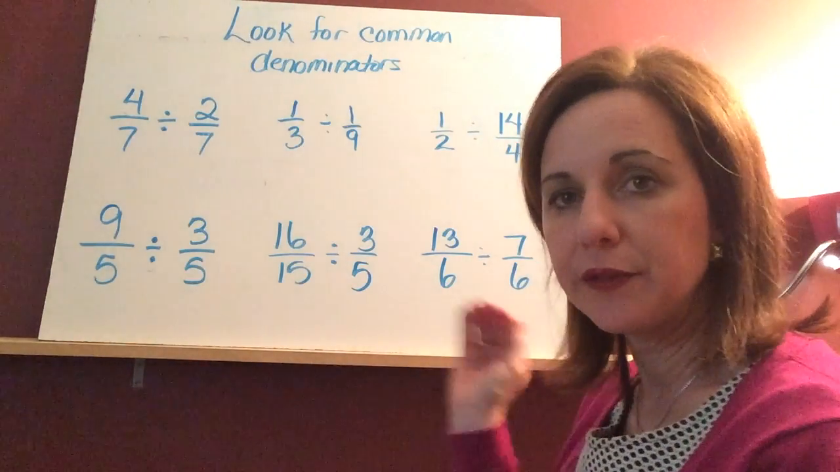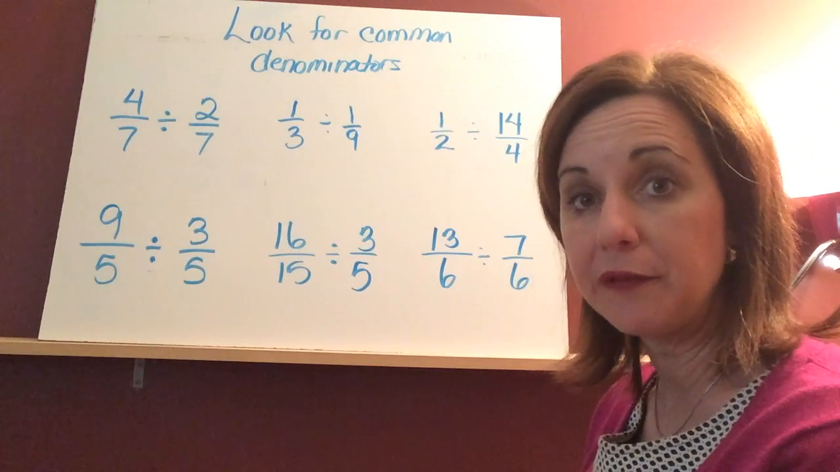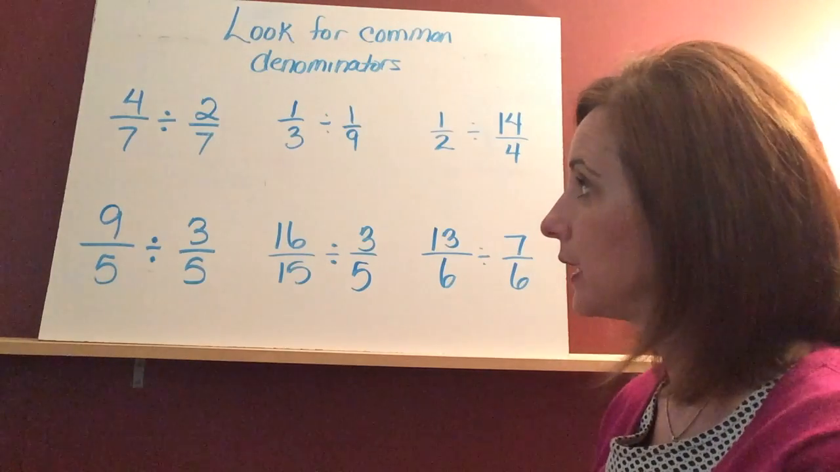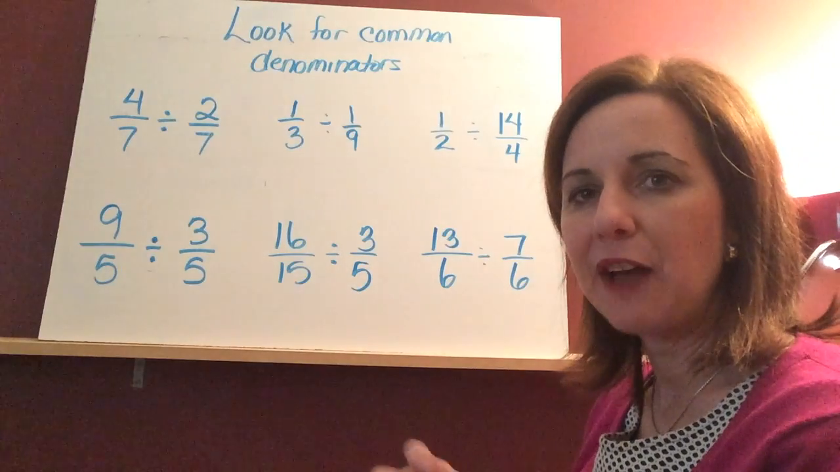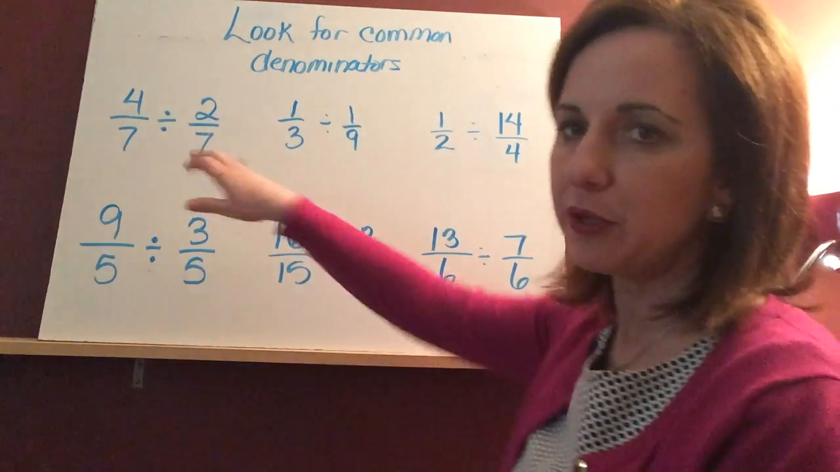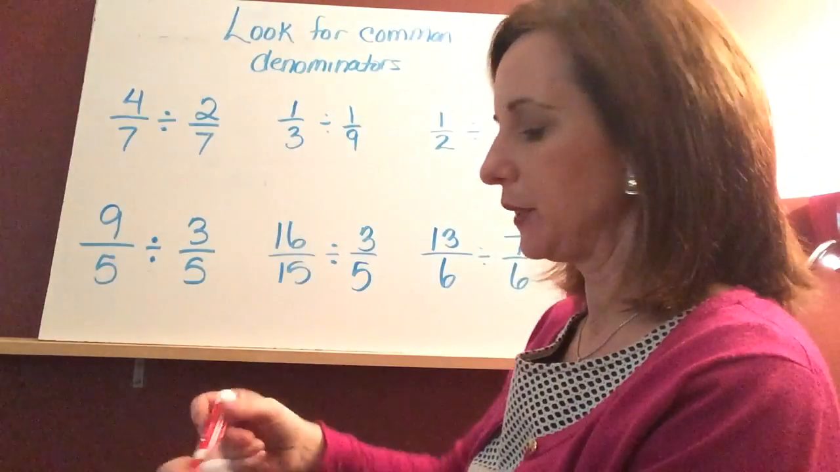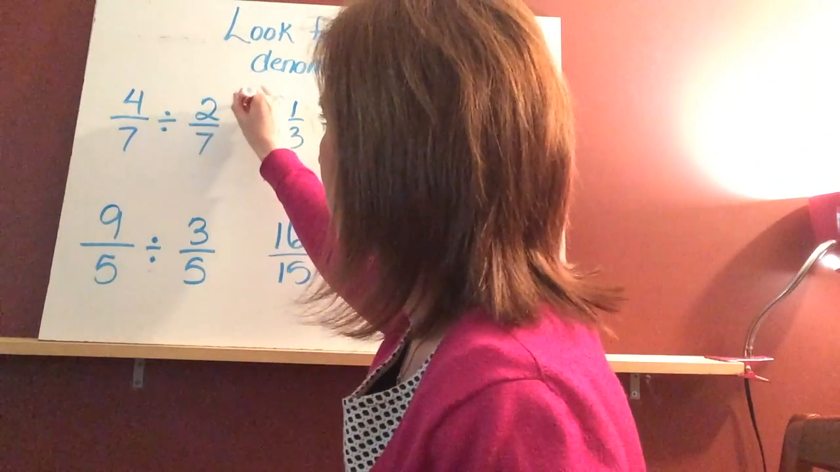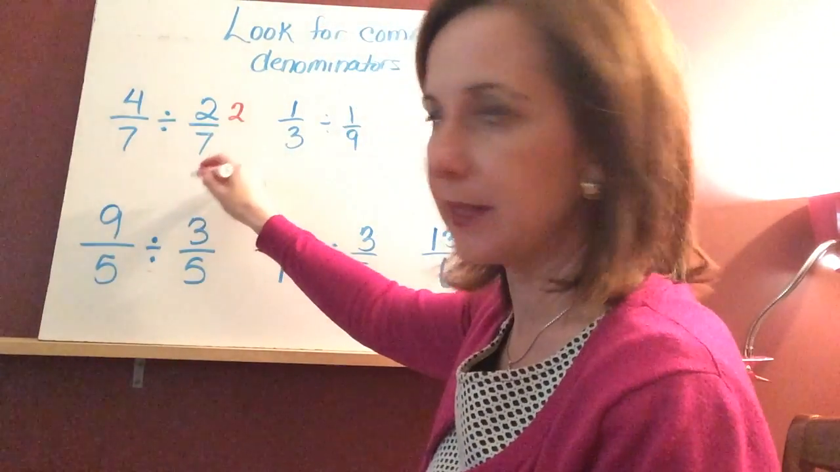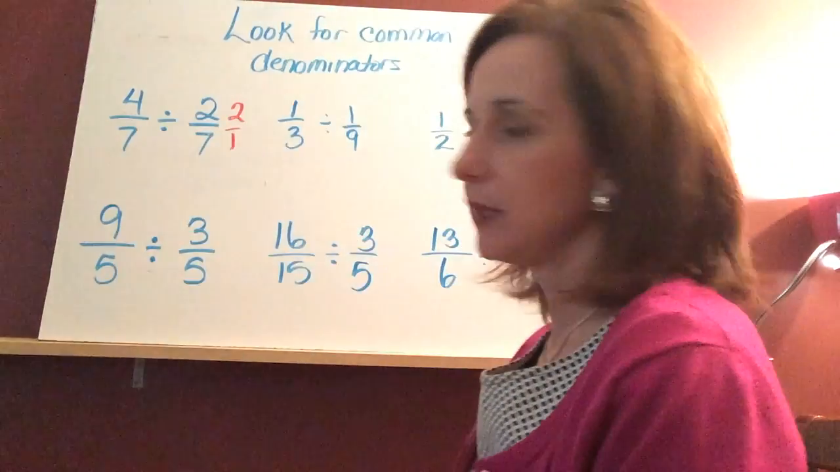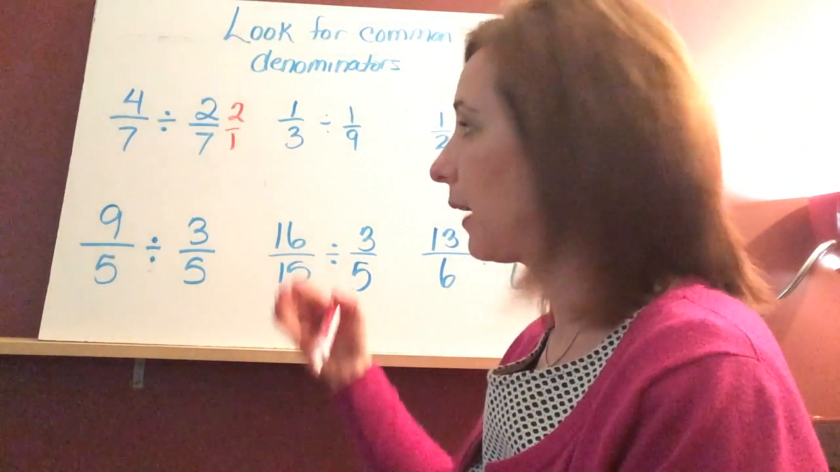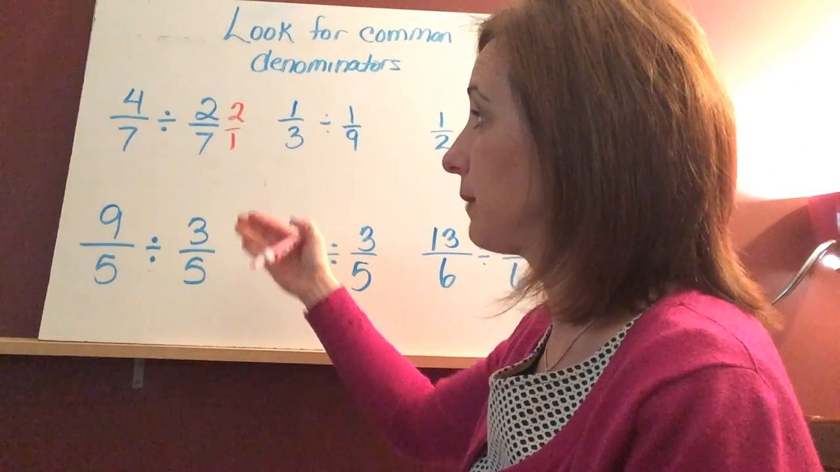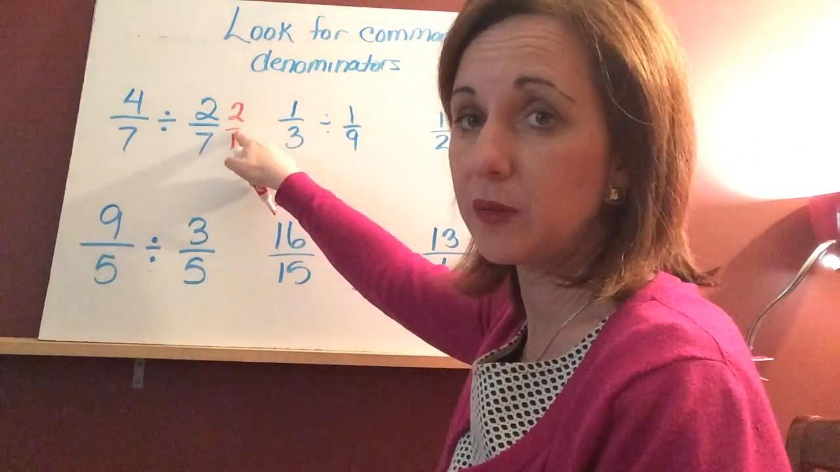Well, if you can't divide straight across the top, then maybe we could find common denominators. And these are really fun to do because you get to see how numbers really go together. So look at this one. 4 divided by 2 is 2. And 7 divided by 7 is 1. Well, how many sets of 2/7 does it take to make 4/7? And the answer is it takes 2.